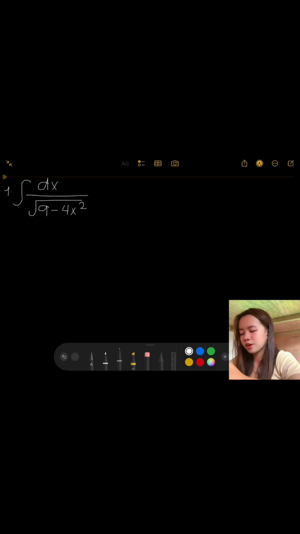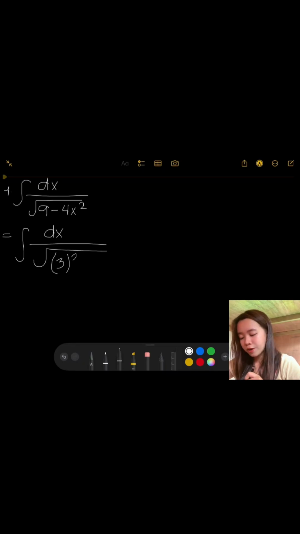Our first example in inverse trigonometric integration is the integral of dx over square root of 9 minus 4x squared. So at first look, we all know that this is arcsine. So we will be transforming this square root of 9 minus 4x squared into a squared minus x squared. So this will become the integral of dx over square root of 3 squared minus 2x squared.